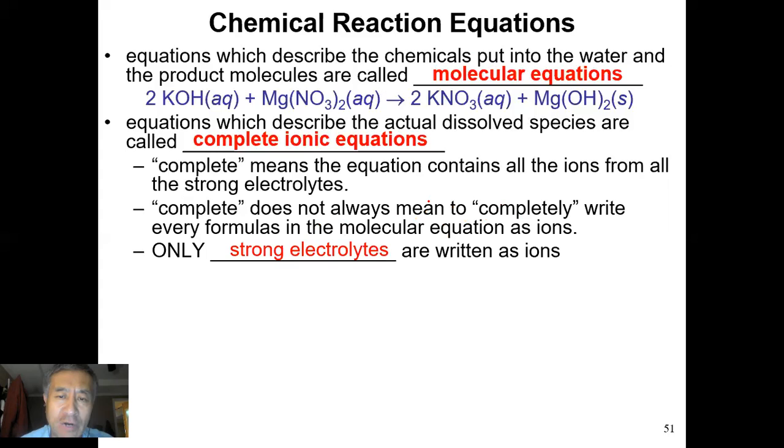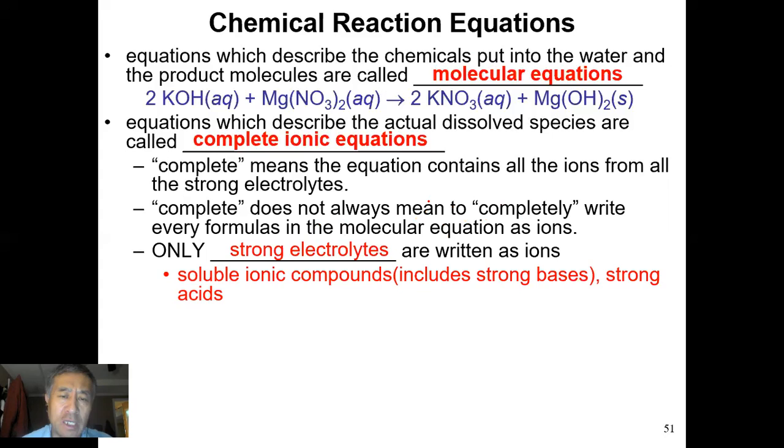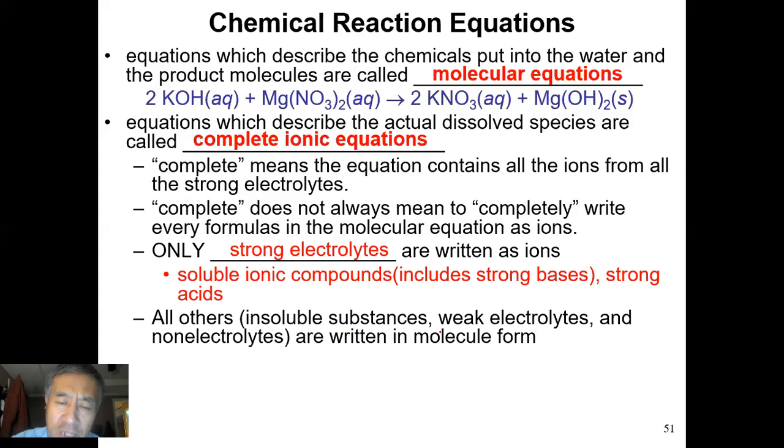So what is a strong electrolyte? Review: strong electrolytes are soluble ionic compounds, including strong bases. This is just one small group of strong electrolytes. The other group is the strong acids. All others, insoluble substances, weak electrolytes, and non-electrolytes are written in molecular form.